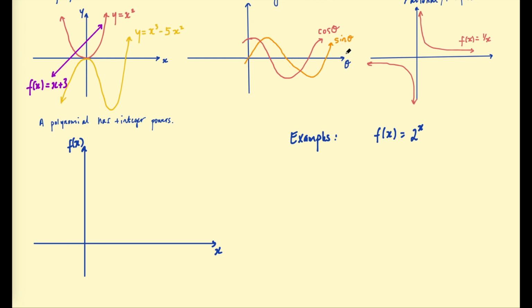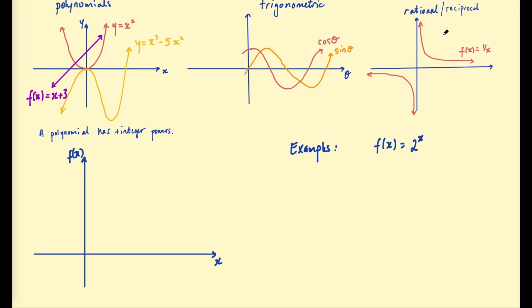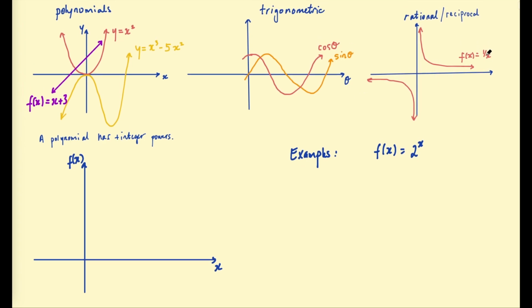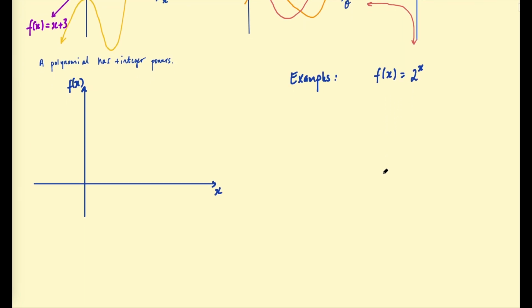For trigonometric functions, the unknown is within the trigonometric function itself. So the theta is within the sine function. And for rational functions, the idea is that it is a fraction of two polynomials. You can have a polynomial on the top of the fraction and a polynomial on the bottom, and that's what defines a rational function. So exponential functions are different in that way. They have the unknown in the exponent.